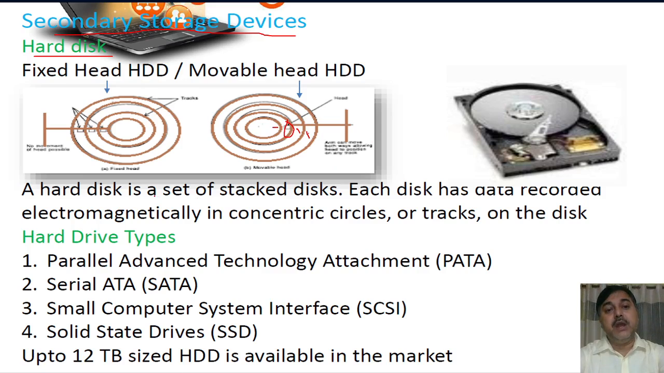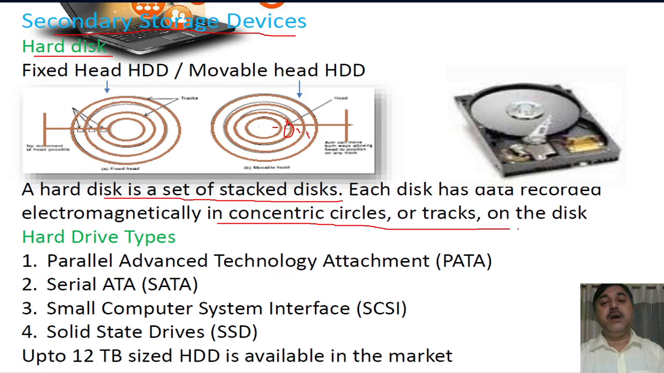So the hard disk is a set of stacked disks, isn't it? There is a stack of disks, and on each disk the data is recorded electromagnetically, concentrated in a circular manner. That means the disk is organized in a circular way, and the data works with it that way.